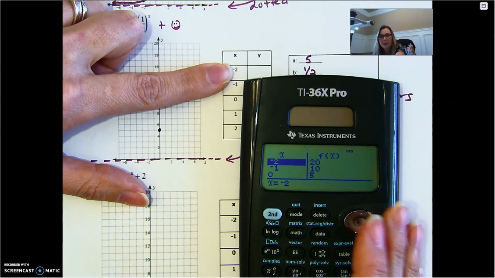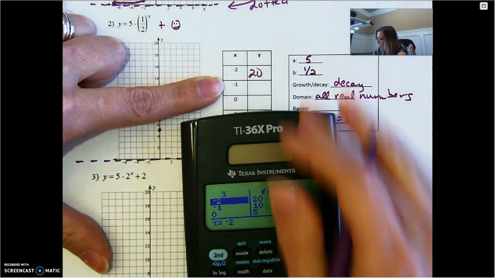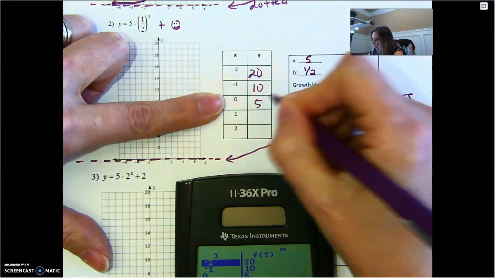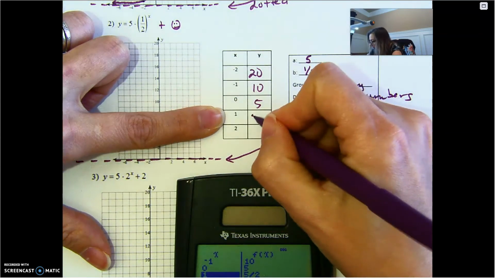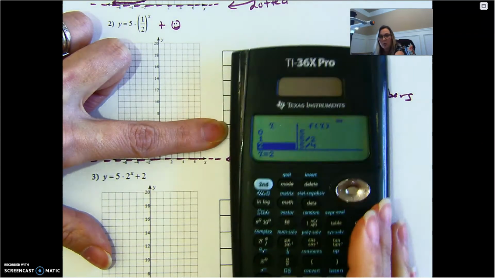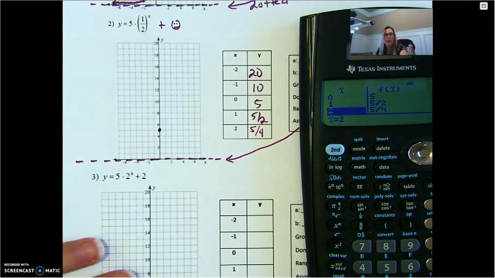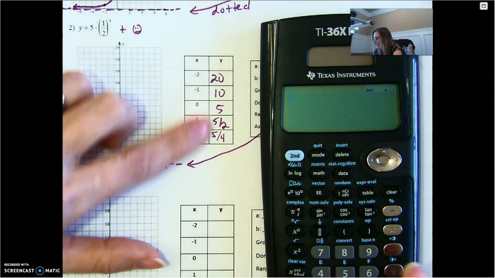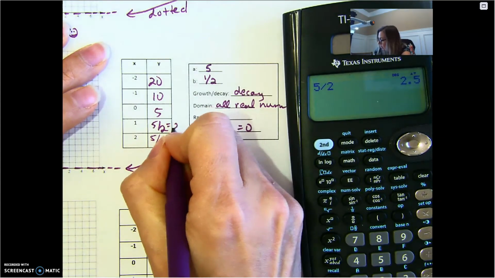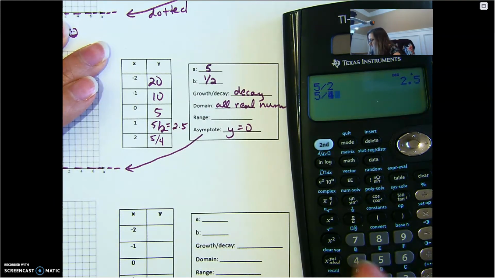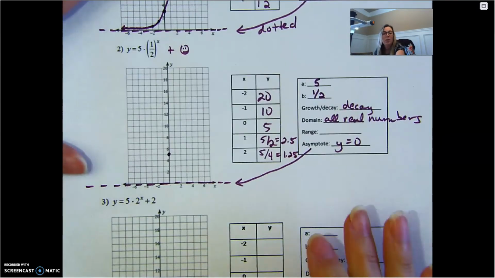And let's get those outputs. All right, so at -2, the output is 20. At -1, the output is 10. 0 is 5, but we already knew that. At 1, it's 5/2, and 2 is 5/4. All right. Again, there's that 5/2 and 5/4 if you prefer it as a decimal, which I recommend for graphing purposes. This is 2.5. And then 5 divided by 4, you could type it in real easily, and you've got your 1.25.